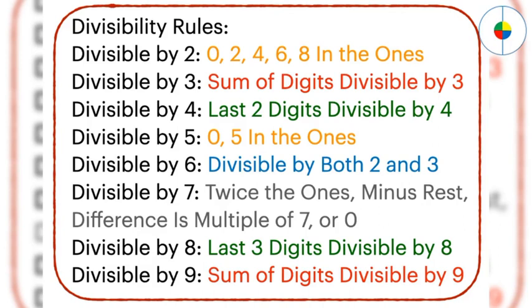6. Divisible by 7. If the difference between twice the ones digit of the given number and the remaining part of the given number is a multiple of 7 or is equal to 0, the number can be divided by 7. 7. Divisible by 8. If the last three digits of a number are divisible by 8, then the number is completely divisible by 8. 8. Divisible by 9. If the sum of all digits of a number is divisible by 9, the number can be divided by 9. How to memorize the division chart?